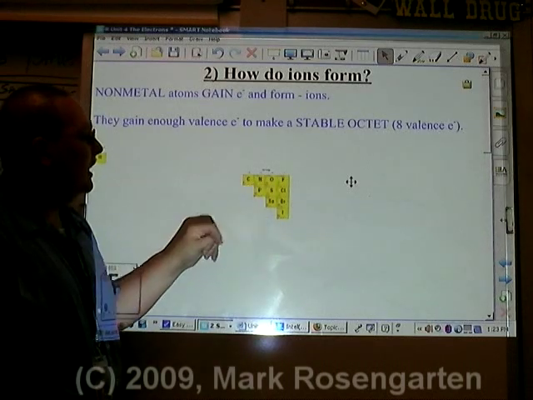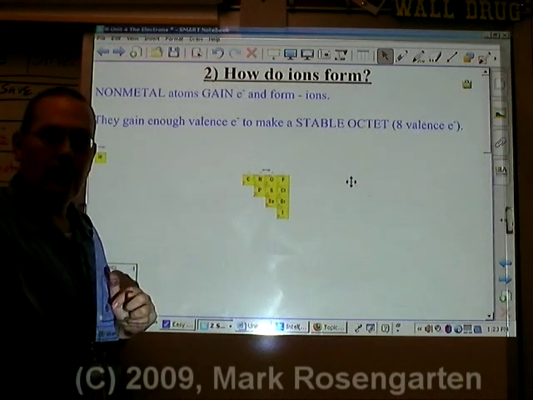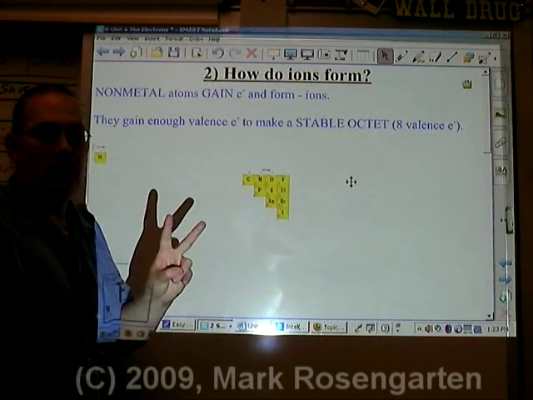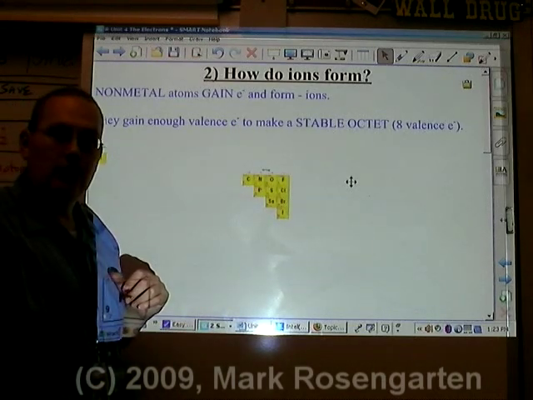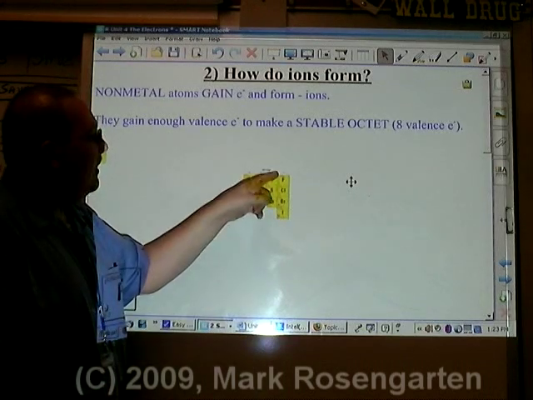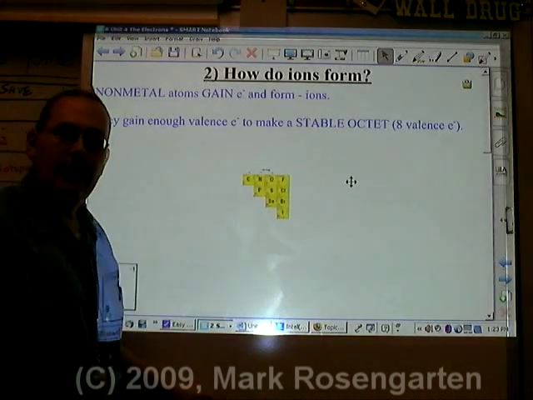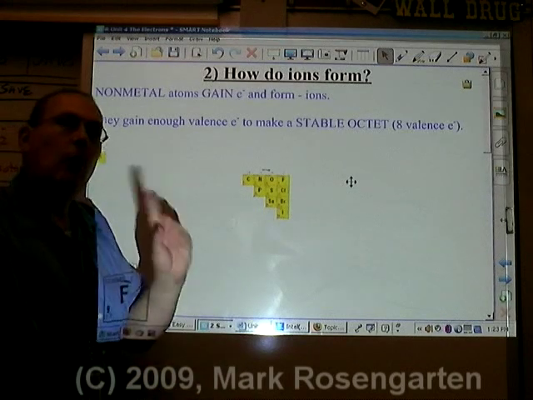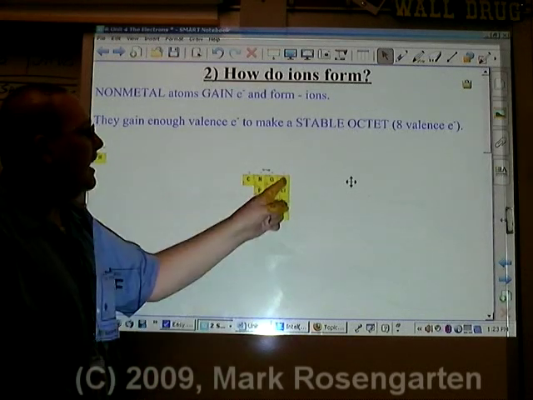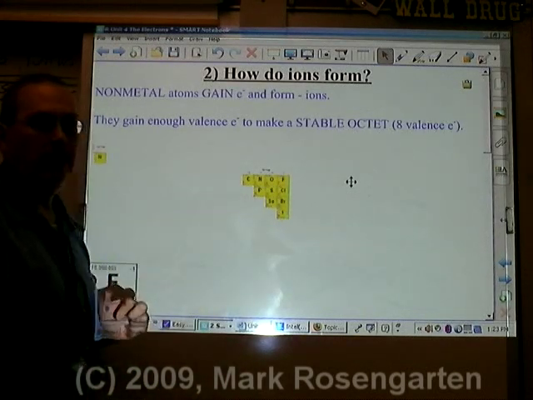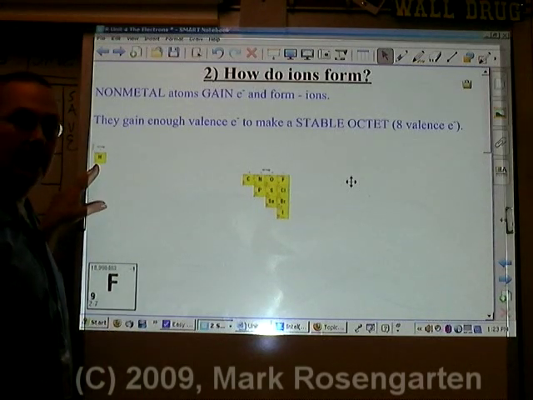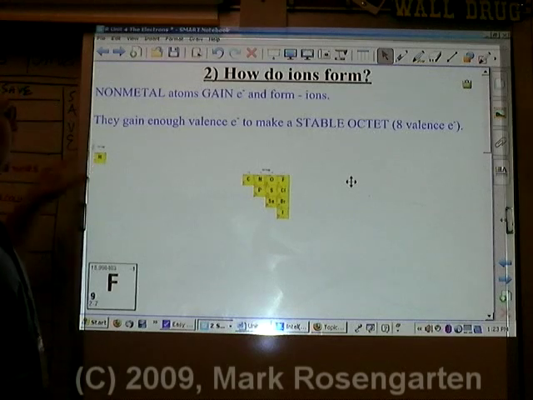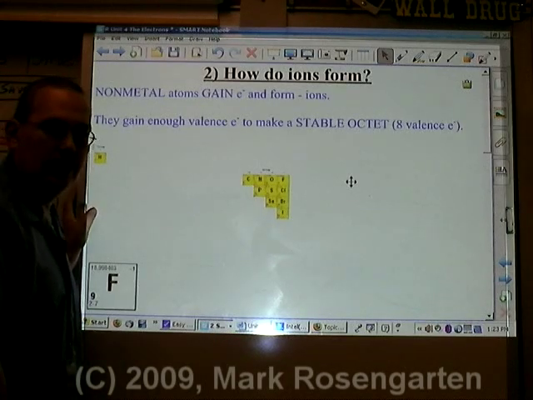Oxygen, sulfur, and selenium have 6 valence electrons. They need to gain only 2 more to become an ion with a stable octet and an ion charge of -2. And the halogens have 7 valence electrons. They only need to gain 1 more to make a stable octet and an ion charge of -1. Hydrogen very rarely gains electrons. It will gain electrons from metals. Normally, hydrogen will lose electrons.